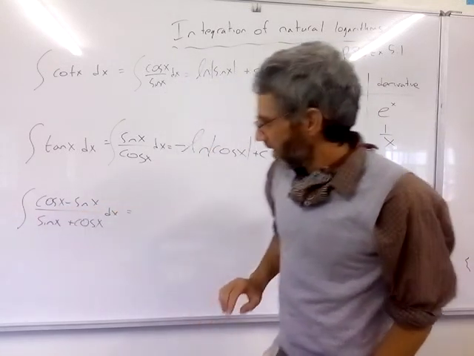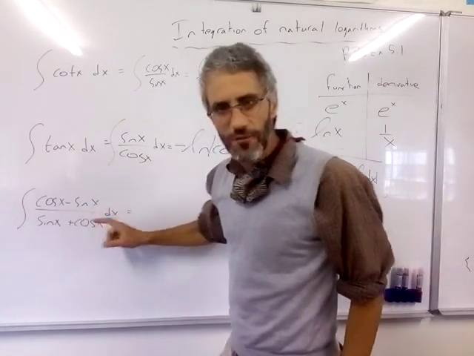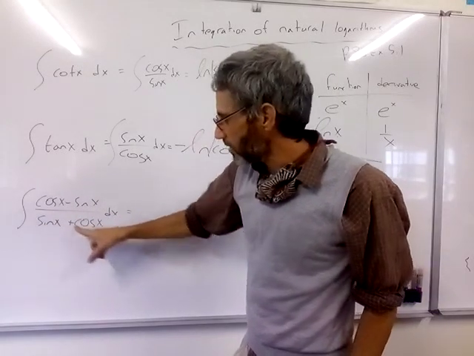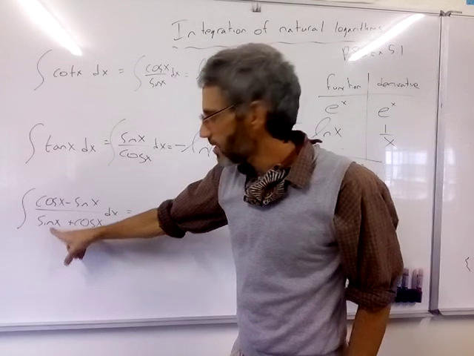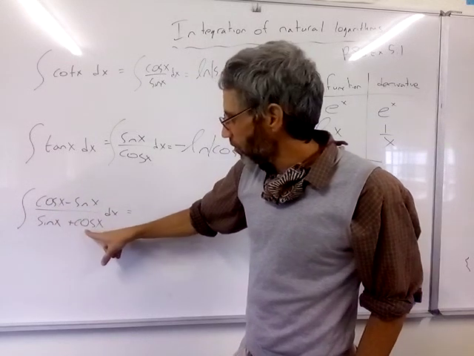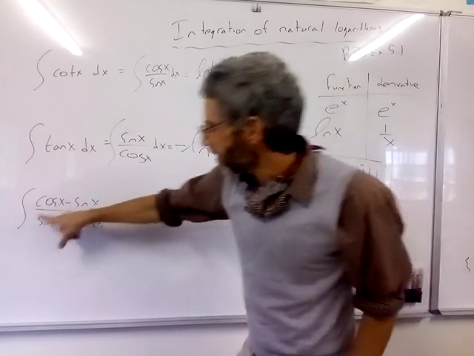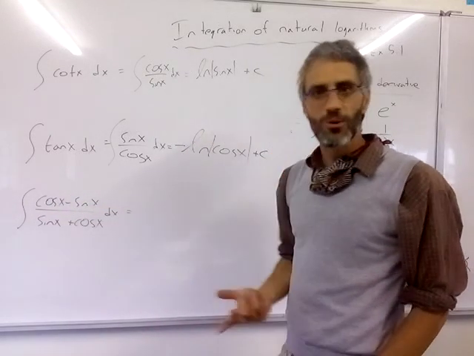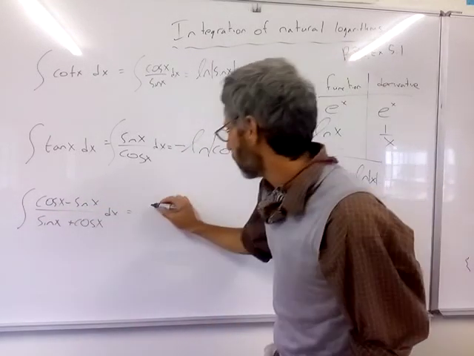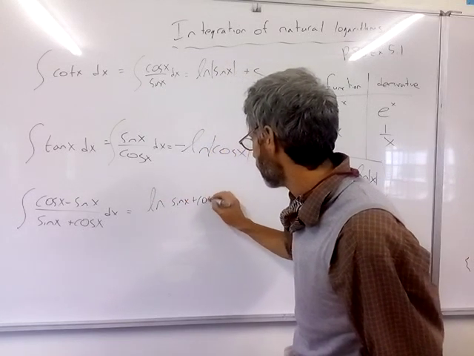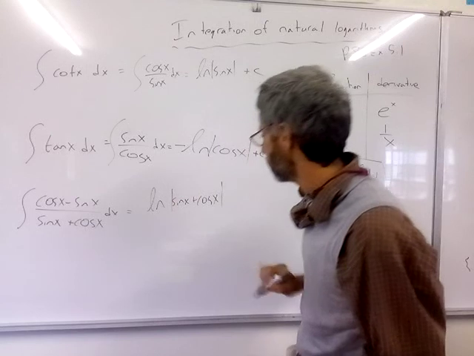Look at the denominator. Let's do the derivative of the denominator in our head. The derivative of sine plus cosine. Well, the derivative of sine is cosine. The derivative of cosine is minus sine. So the derivative of the denominator is simply the numerator. So we can suggest something like this: ln sine x plus cosine x, putting in absolute value before I forget that.